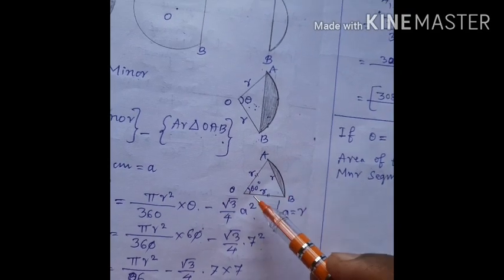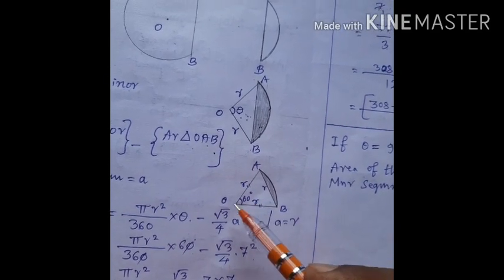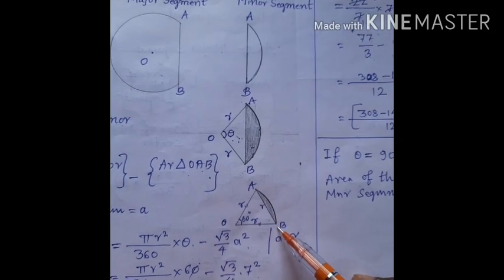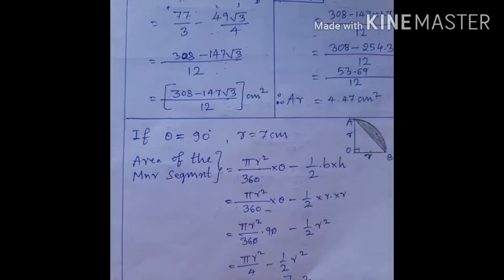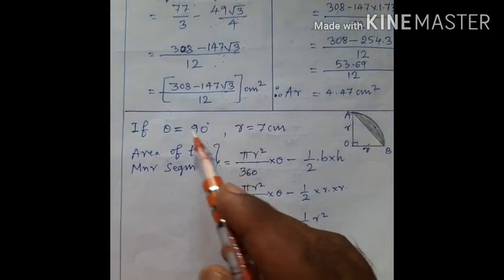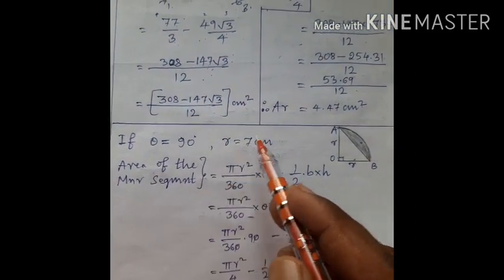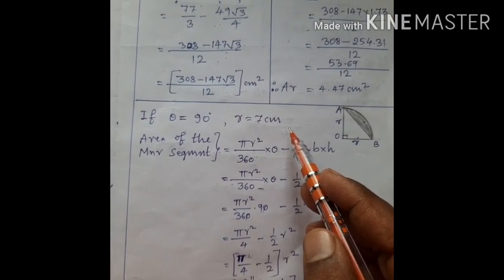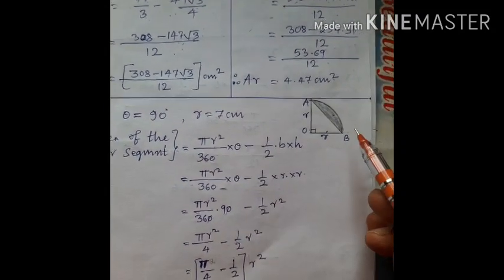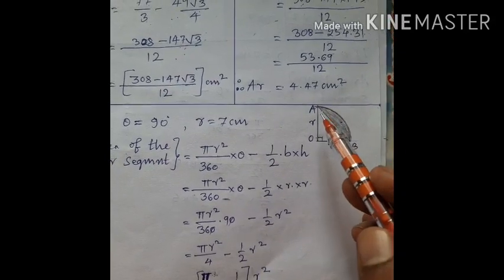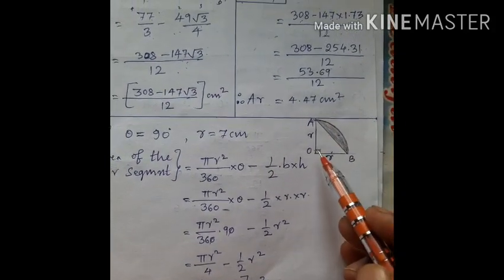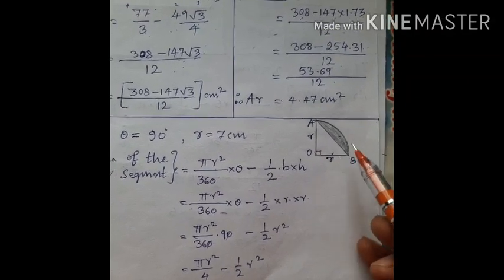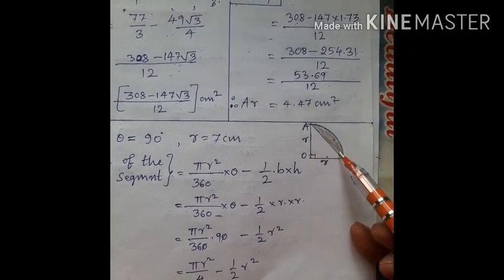Whose central angle is 60 degree and the radius is 7 centimeter. Is it clear? Okay. Now let us take one more example. If theta is 90 degree and radius is 7 centimeter, what is the area of the minor segment? Look at this figure. Here AOB angle is 90 degree, radius is 7 centimeter. Okay. And we need to find out the area of this segment.